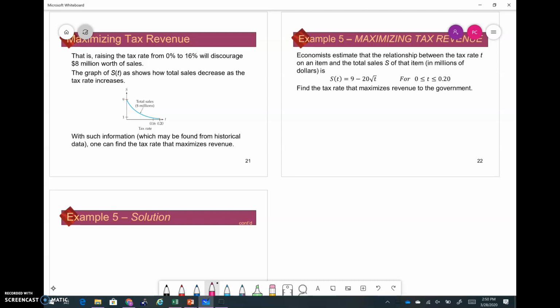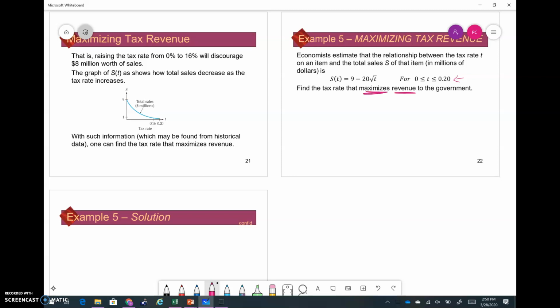If economists estimate that the relationship between tax rate T on an item and total sales S of that item in millions of dollars is S of T equals 9 minus 20 times the square root of T, and this is only going to work between 0 and 0.2, so between 0 and 20% tax, we want to find the tax rate that maximizes revenue.